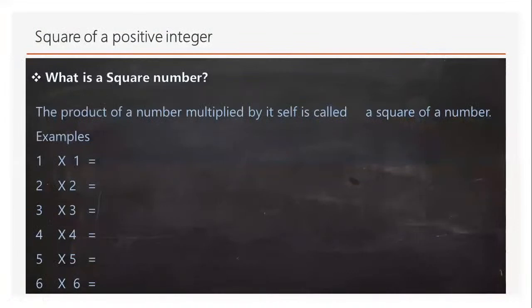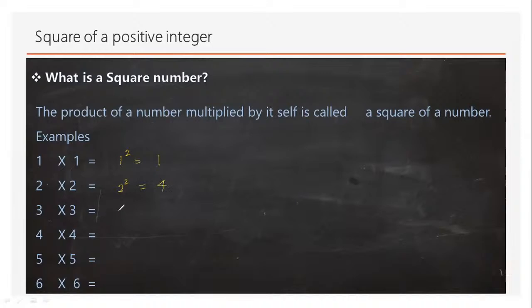First, square of a positive integer. What is a square number? The product of a number multiplied by itself is called the square of a number. Then we can write like this: 1 times 1, 1 squared. 1 into 1, 1 squared, it means 1 times 1 is 1. 2 times 2, 2 squared. Then we can write here 2 times 2, 4.